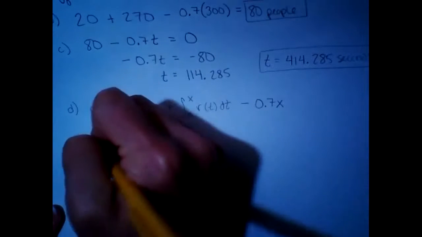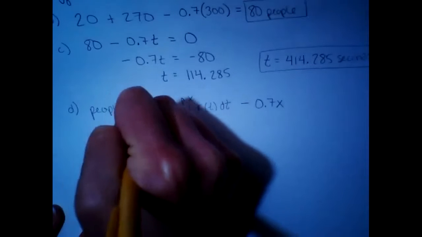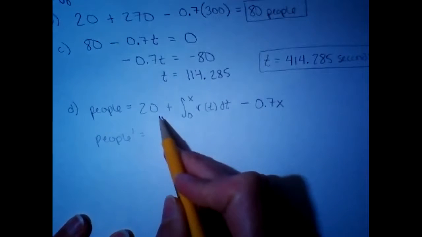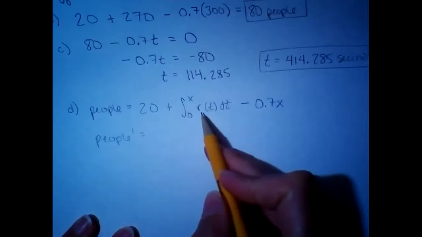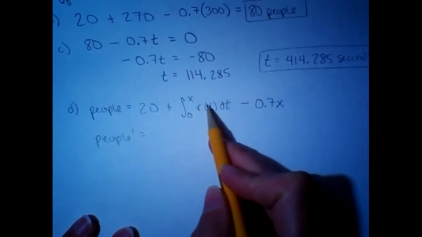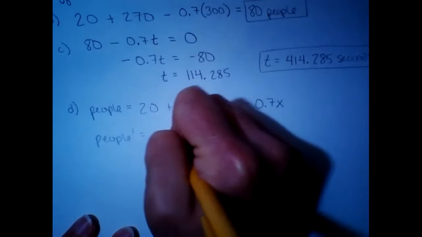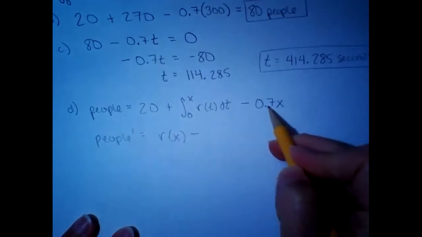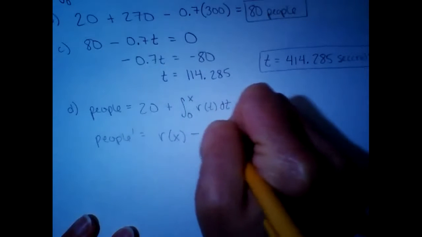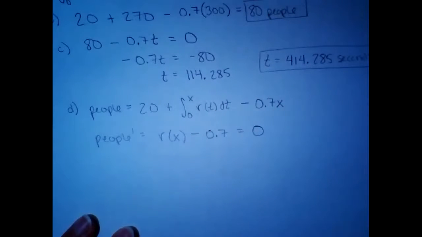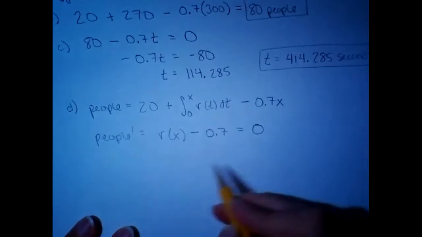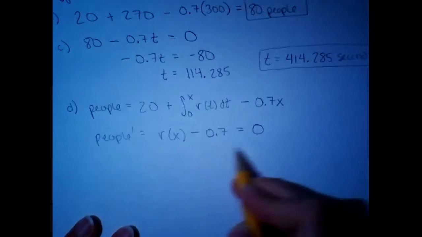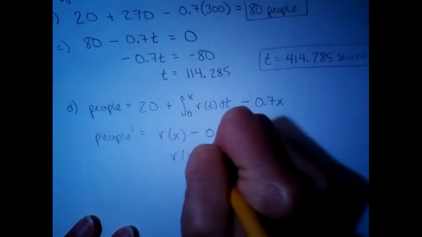Now your critical points will come from the derivative. I'm going to call this people prime, your derivative here. 20 is a constant, so that's going to drop out. The derivative of an integral cancels, so it's just going to be that R function. The derivative of 0.7x would just be 0.7. We're going to set that equal to 0 to get our critical points. So critical points is where the derivative equals 0. I'm going to add over the 0.7.